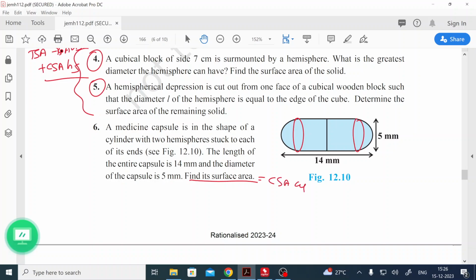Then CSA of cylinder plus 2 times CSA of a hemisphere. That you have to do. Do you understand, children? This you have to do very carefully. If you do, you will be getting the answer. It's not a very big thing. Very easy. You should try with your own effort.